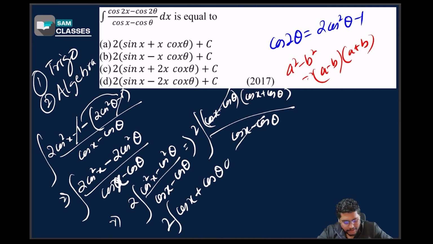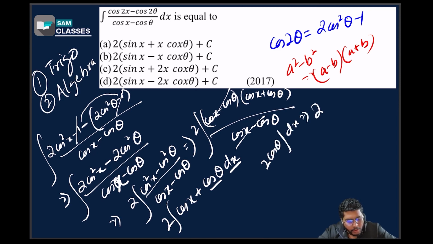Now you'll say, sir, is this integration anything difficult? What is the integration of cos? Integration of cos is sine. A lot of students make a mistake here. Since I'm integrating with respect to x, cos theta will be a constant. The integration of anything constant is that 2 cos theta will just come out. Integration of dx is x, so 2 cos theta x. So what will be the answer, student? Both positive: 2 sine x plus x cos theta, because I have already taken 2 common.